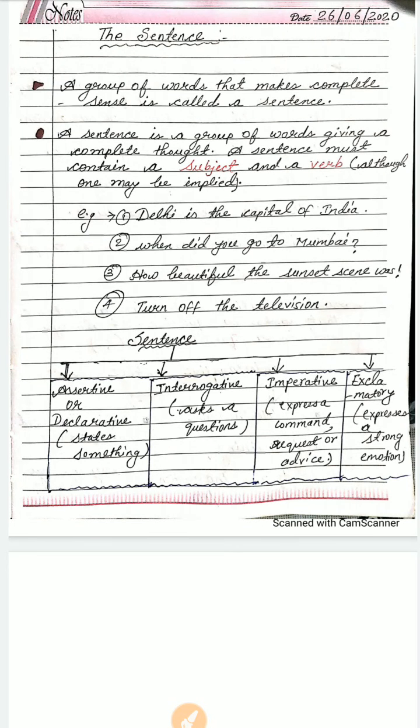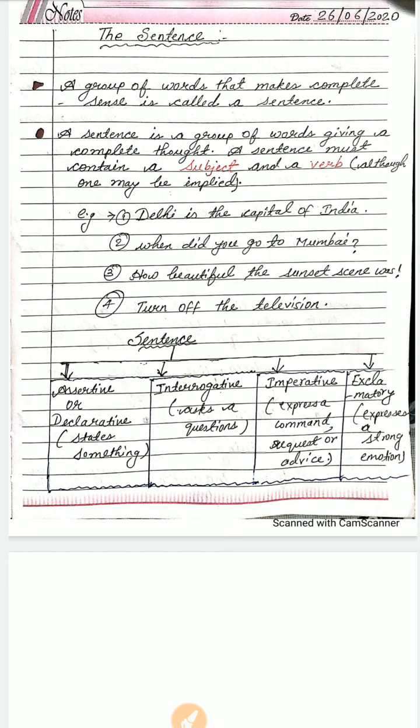Welcome students. Today we are going to learn about sentences and types of sentences in this session. So exactly what is a sentence? A sentence is a group of words that makes complete sense.